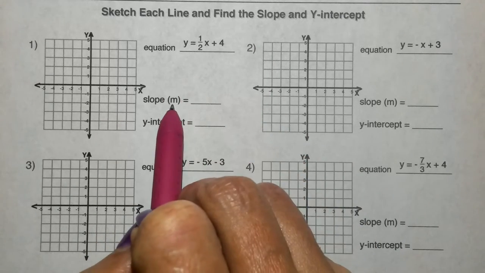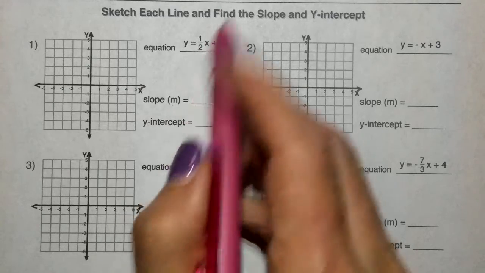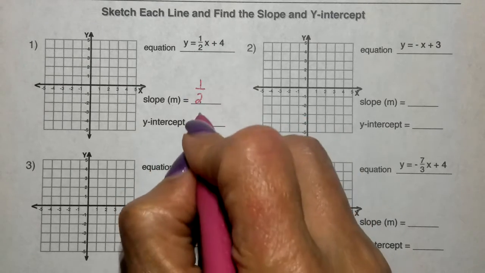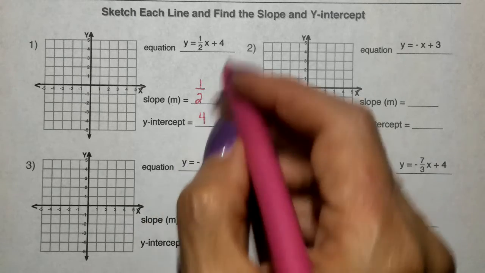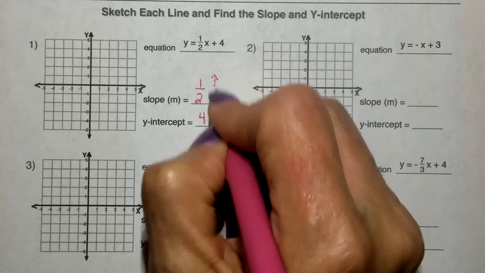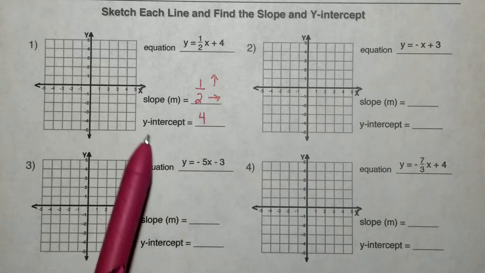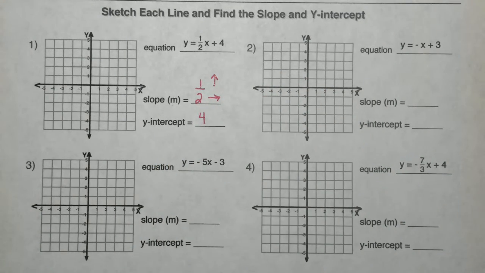So remember, your slope, your m, is your coefficient of x. So this is going to be 1/2. My y-intercept is a positive 4. Now remember, slope is my rise over my run. Positive 1, positive 2. So how does all of this fit into graphing?